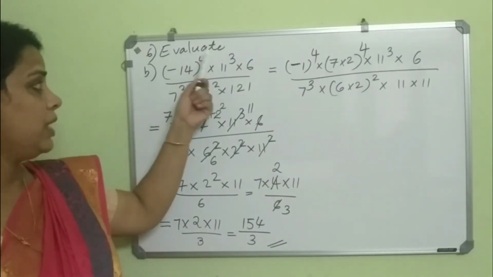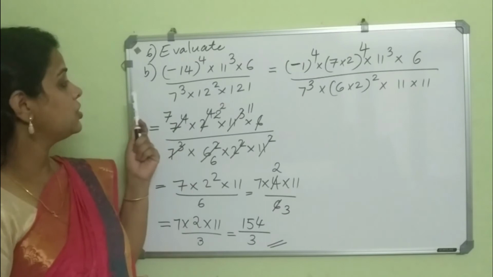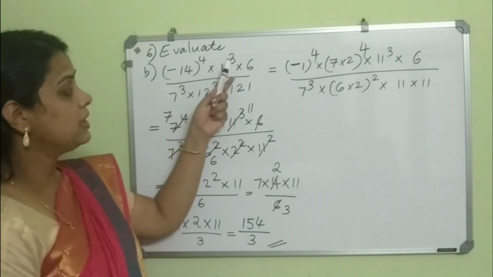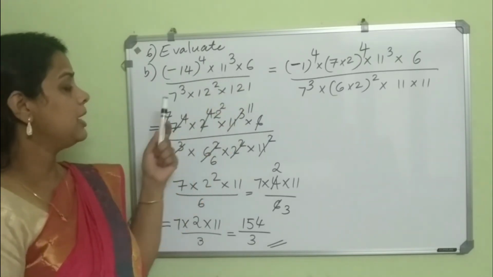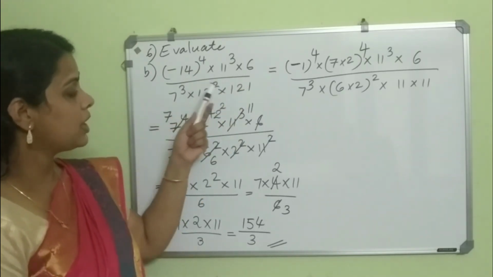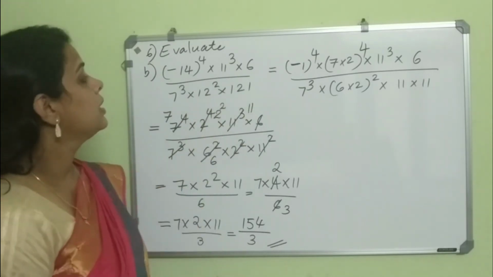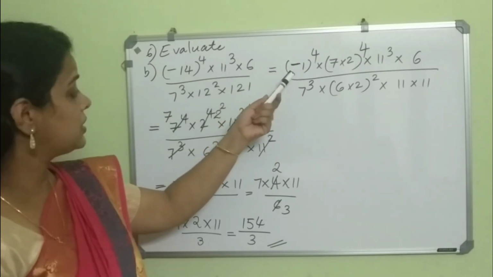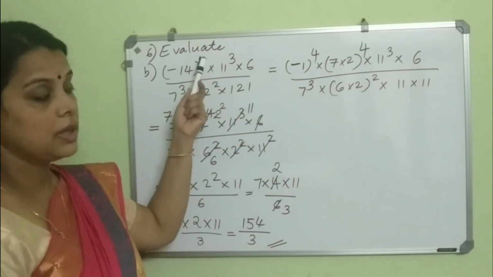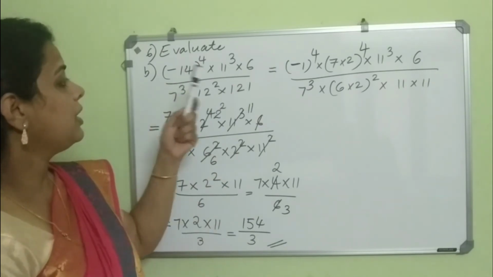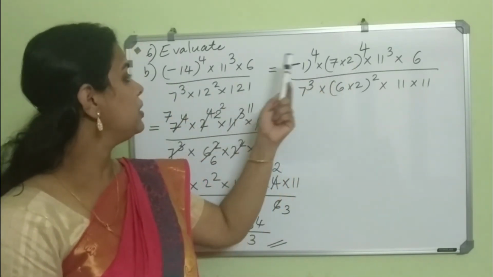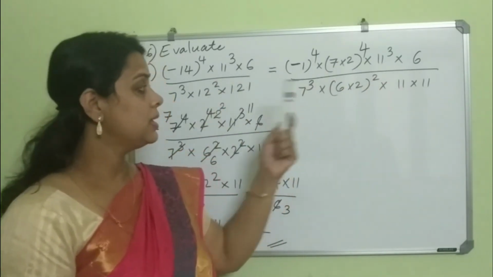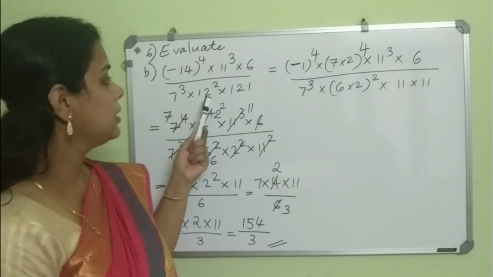Next is evaluate, question number B: minus 14 raised to 4 into 11 cube into 6 divided by 7 cube into 12 square into 121. See, here minus is there. Now I am taking this minus outside. Minus 1 raised to 4 into 14, we can write 7 into 2, 7 into 2 raised to 4, 11 cube into 6 as it is, divided by 7 cube.